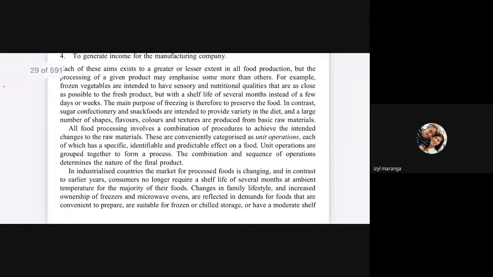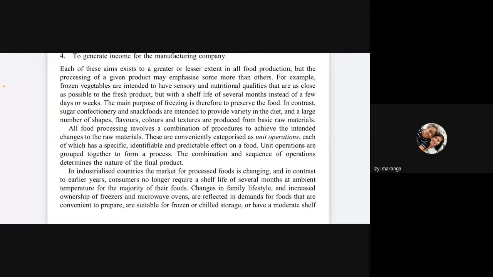And so there are a lot of ways to do this, no? And isa na dito is yung meron tayong frozen vegetables, no? Which are intended to have sensory and nutritional qualities that are close as possible to the fresh product, but with a shelf life of several months instead of few days or weeks. And other purpose of freezing is to preserve the food, no? So ang pinaka common and efficient way na ginagamit natin ay talaga freezing and refrigeration.